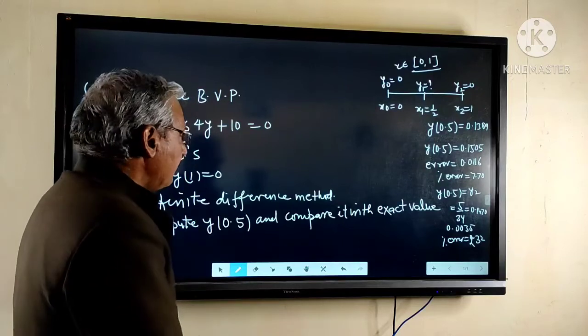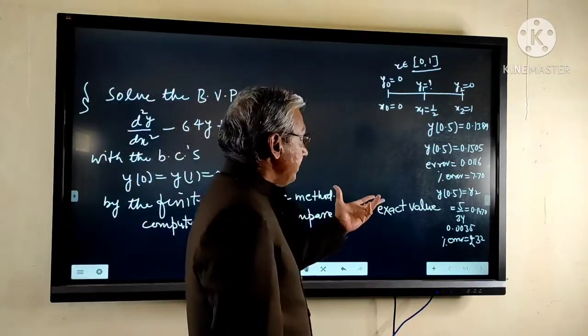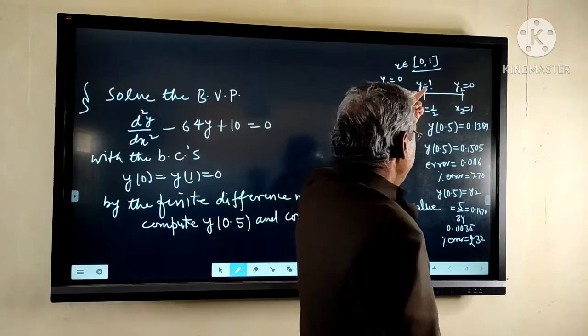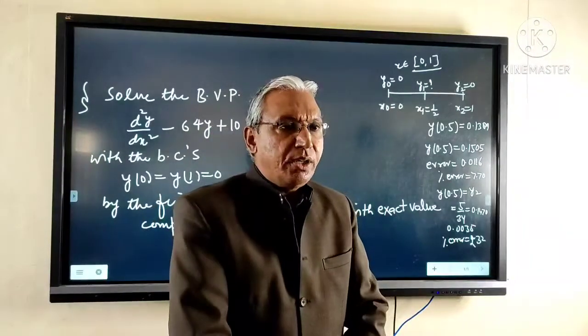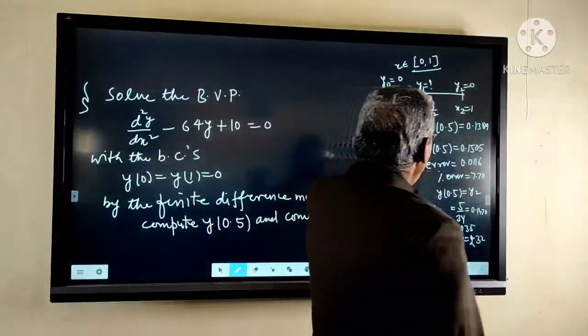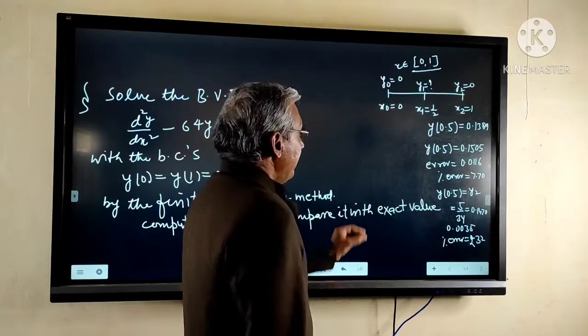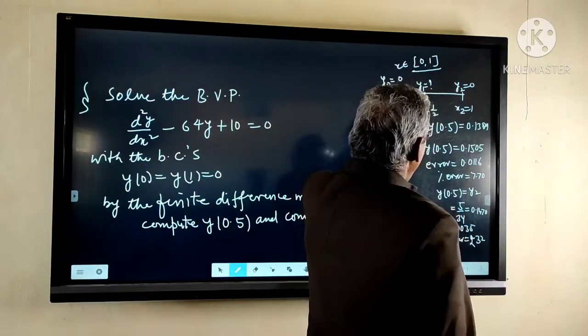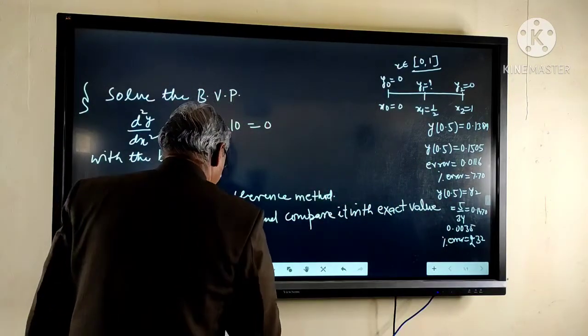So first of all, we divide the given interval [0, 1] into two subintervals with the width h equal to 1 by 2.